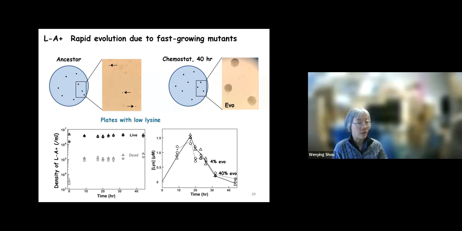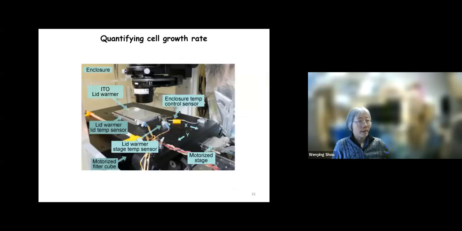Like the significant fraction of cells that are already evolved. We can be more quantitative, right? We can quantify those cell growth rates. And so we have this automated microscope that can look at many wells, so we can grow cells at different concentrations of lysine and look at how their biomass changes over time.